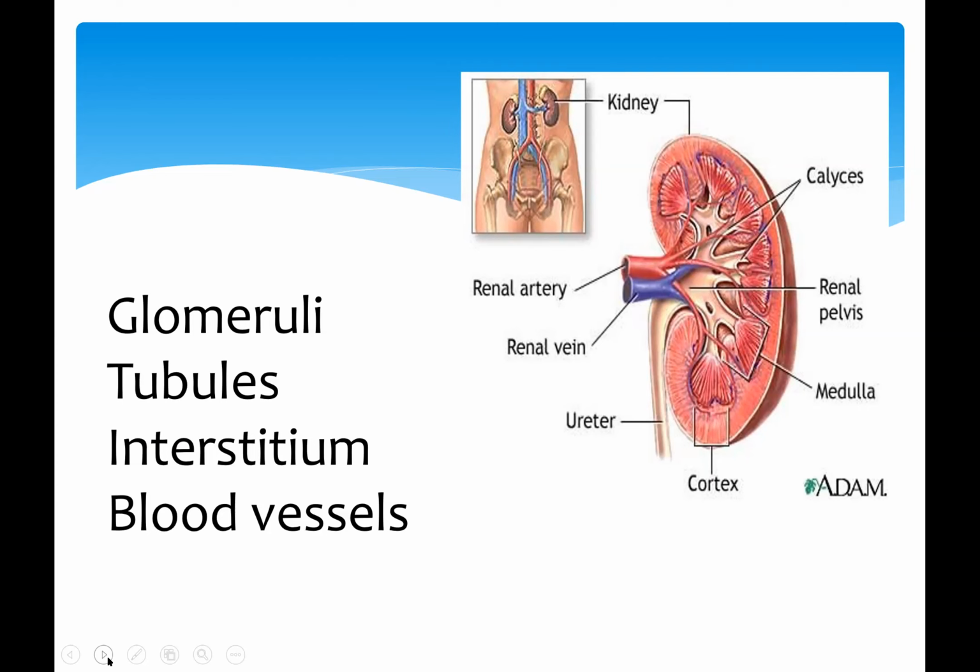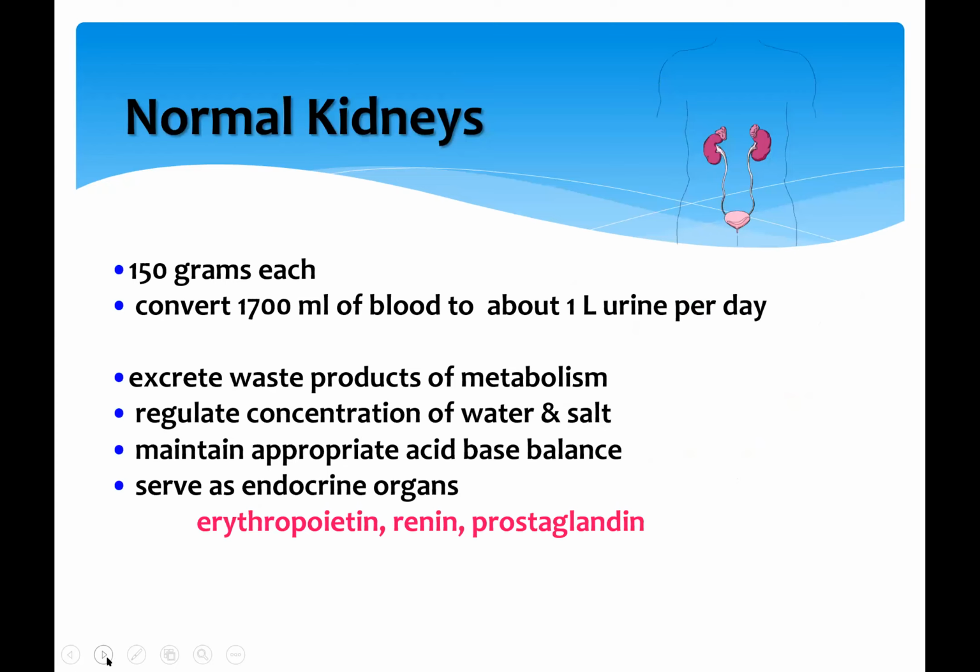So I am trying to present right now the normal morphology of the kidney. It is a bilateral retroperitoneal organ. You have the cortex and of course the medulla. Normally, each of the kidney weighs around 150 grams. It converts more than 1,700 liters of blood per day into about 1 liter of urine.